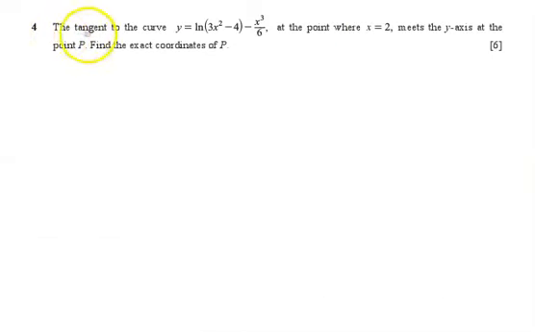Question number 4: the tangent to the curve, this is the equation, at the point where x equals 2, meets the y-axis at the point P. Find the exact coordinates of point P. In order to solve this question, we have to find dy/dx, the differentiation of the curve.